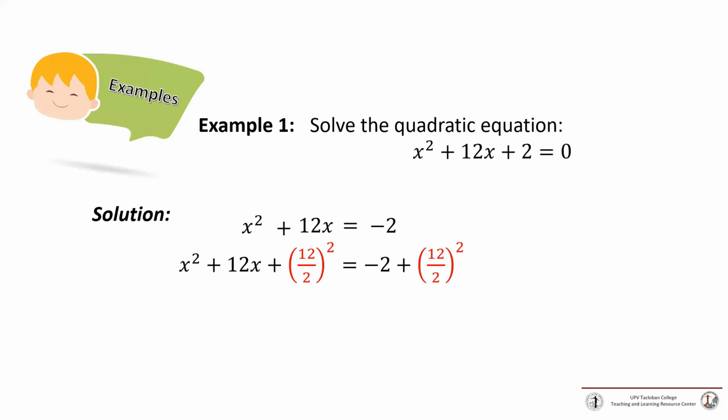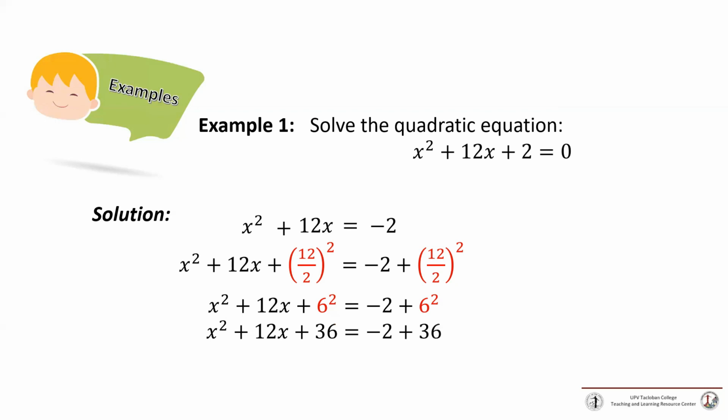Here, you simplify. You have x squared plus 12x plus 6 squared, because 12 divided by 2 is 6, and then you square it. So negative 2 plus 6 squared, or x squared plus 12x plus 36 is equal to negative 2 plus 36. And then you factor. The x squared plus 12x plus 36 can be rewritten as x plus 6 squared is equal to 34.